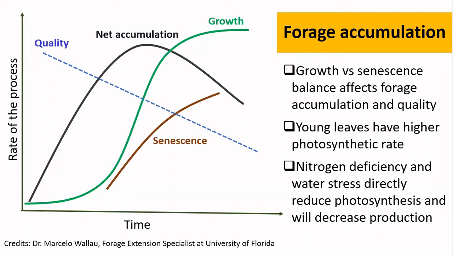And generally, the net forage accumulation is the balance between the two processes, the growth and the senescence. And there's an optimal point, as I mentioned before, for harvesting that material, where we try to balance quality and quantity for providing the recommendations for defoliation for harvesting each forage species.